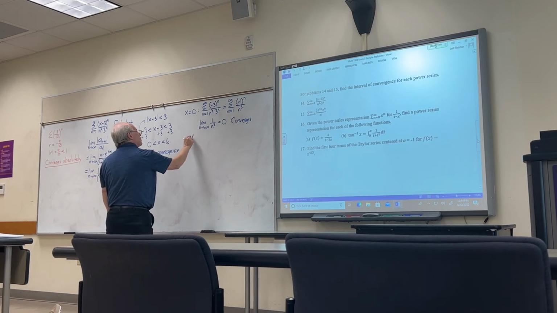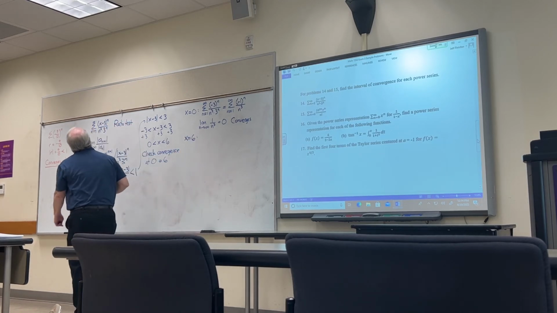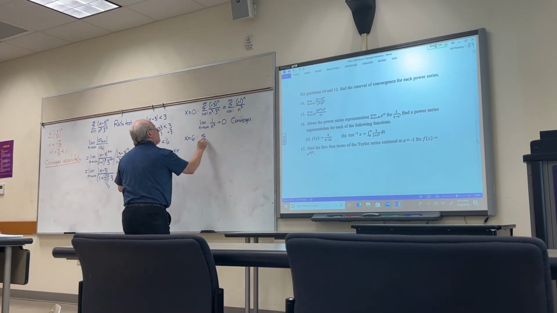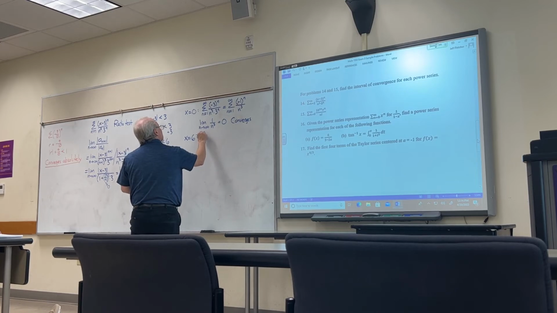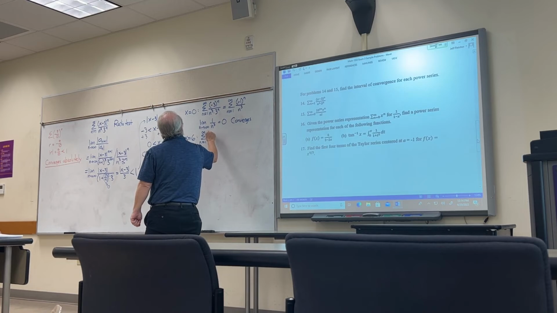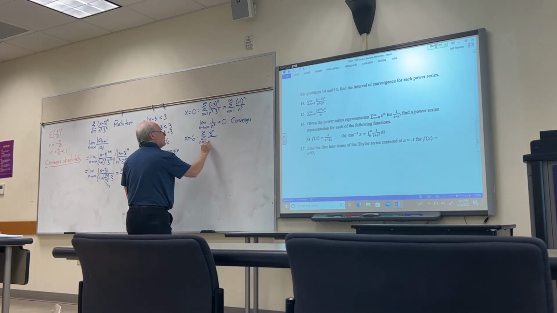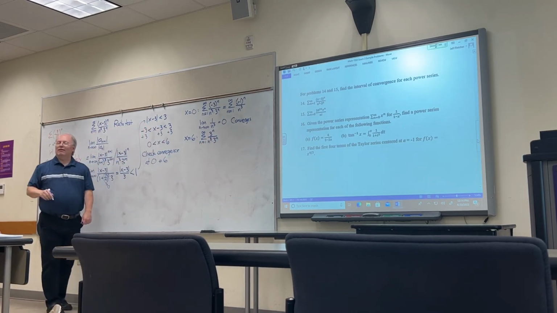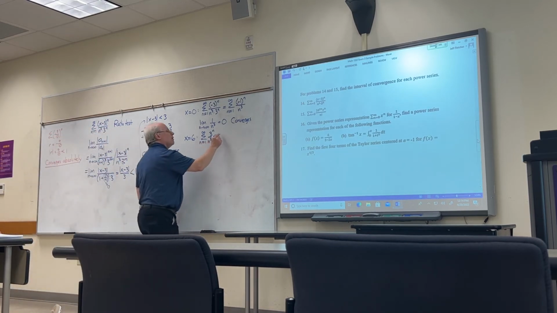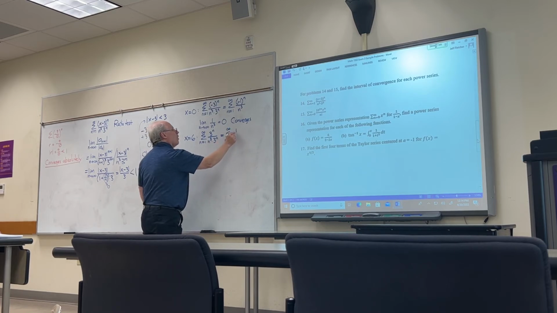So now we need to check when x equals 6. If we put in x equals 6, what does the series become? 6 minus 3 is 3, so on top we have 3 to the n, and then that's over n cubed times 3 to the n. So what will that simplify to? 1 over n cubed.